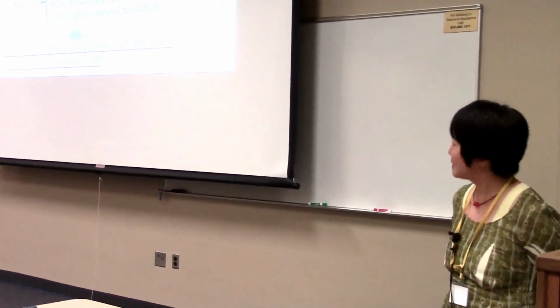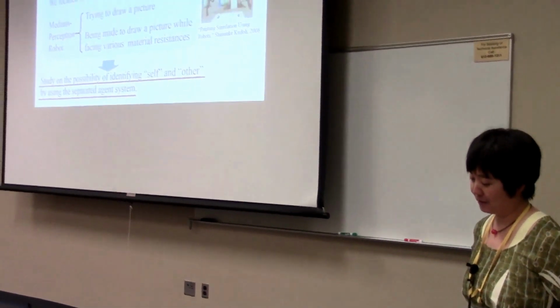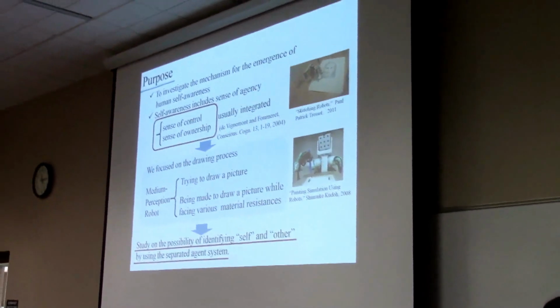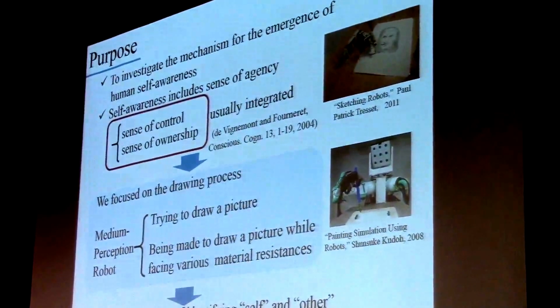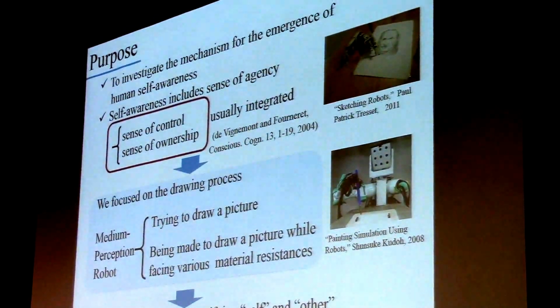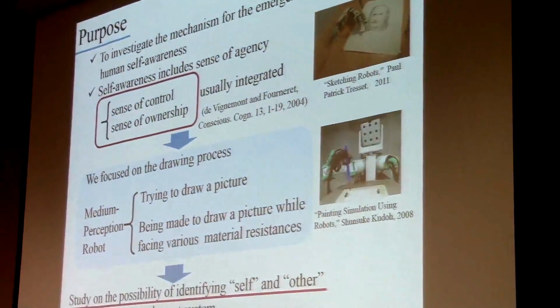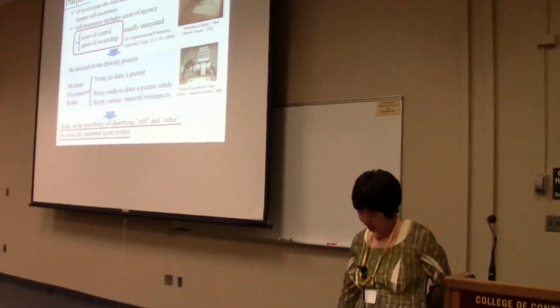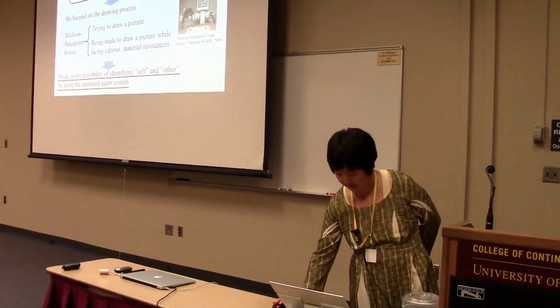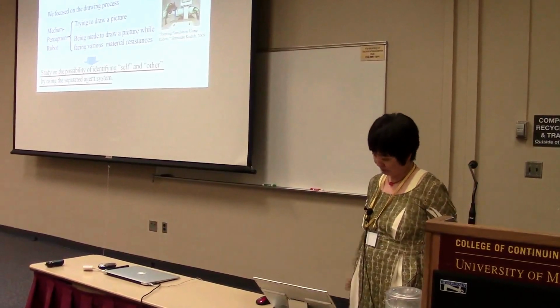So the purpose of this study is to investigate the mechanism for the emergence of human self-awareness. Self-awareness includes sense of agency, which has two components. One is sense of control, which means feeling that one is able to move one's body according to one's intention. The other is sense of ownership, which makes one feel the result of one's movement as one's own.